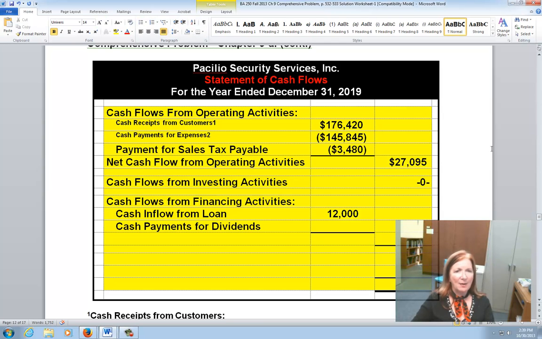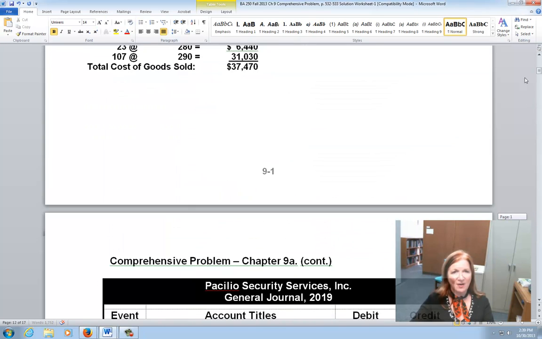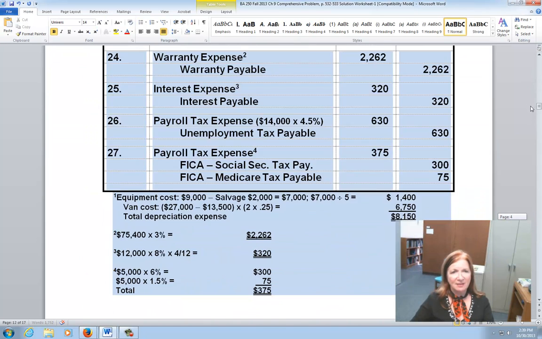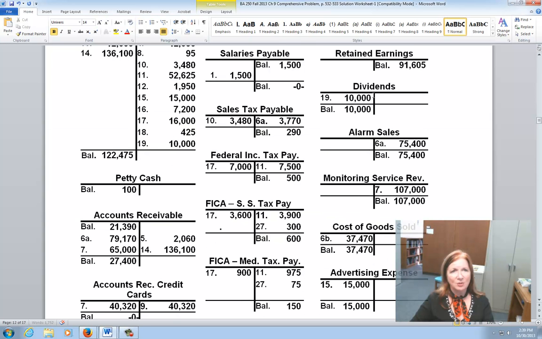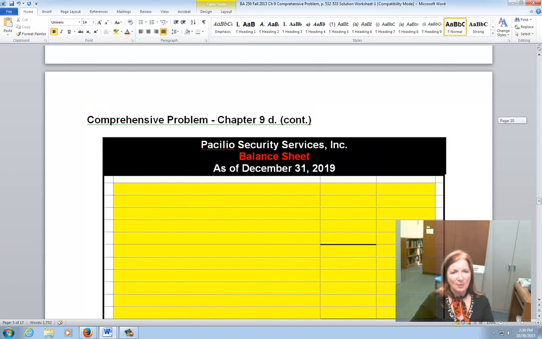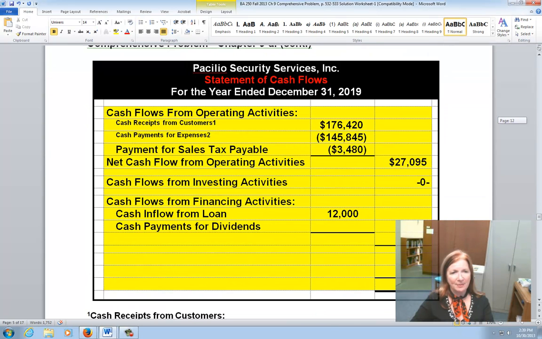And so now I'm going to go up here and find the dividends in the T accounts up here under these financing dividend, under this owner's equity. There it is, $10,000, event 19. So I'm going to come down here and put this in my cash flow statement, and it's going to be 10,000.